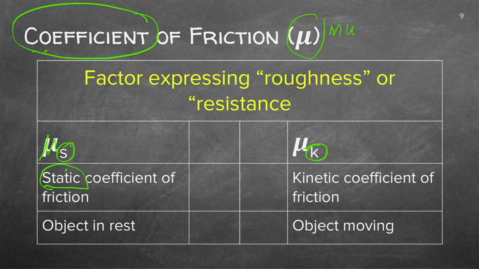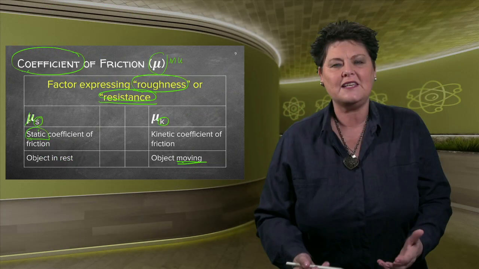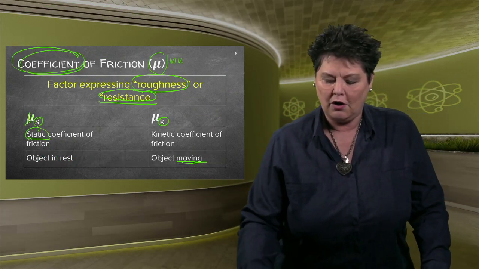When it's got an s, it's static, and that already indicates to you it's not moving. When they give you a value or ask you to calculate the kinetic coefficient, then you know it is moving. Again, there is no unit, because you'll see just now it's a relationship. Important, it gives me some indication of either the roughness or the resistance. So the resistance that a surface exerts will give me a sense of the coefficient of friction.